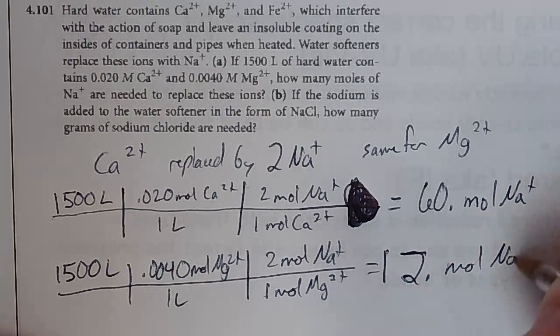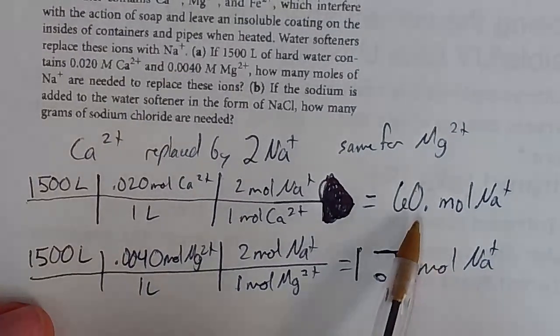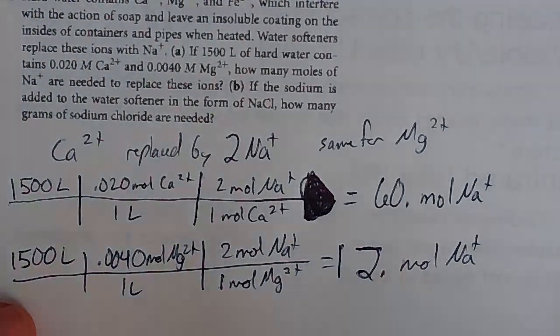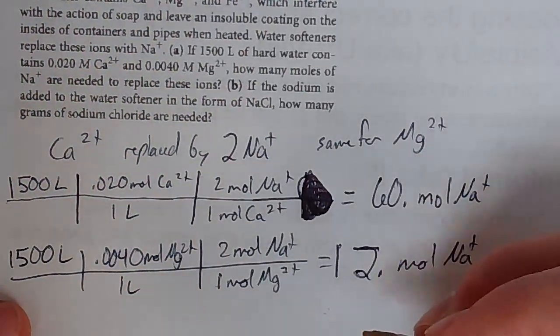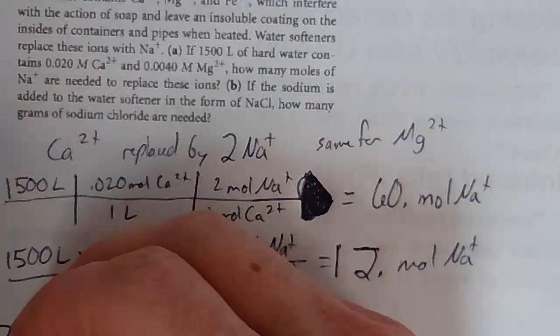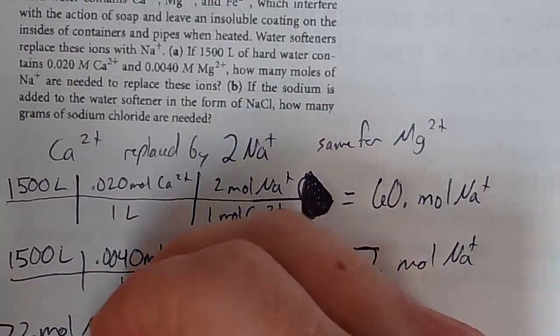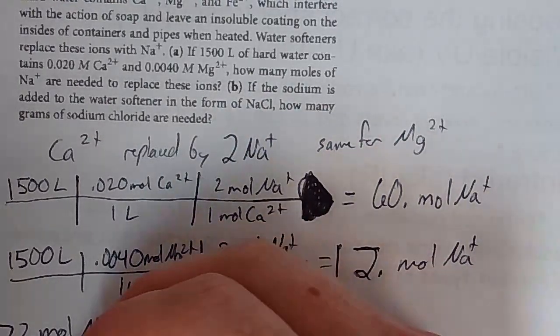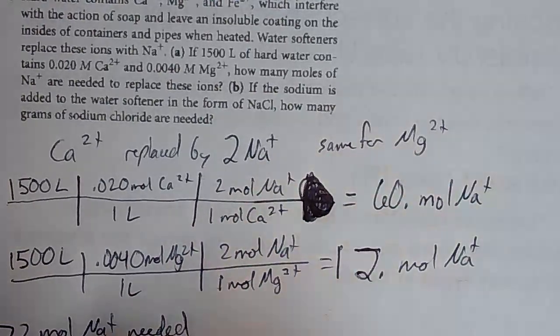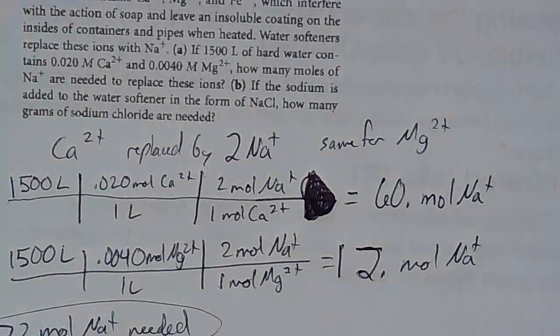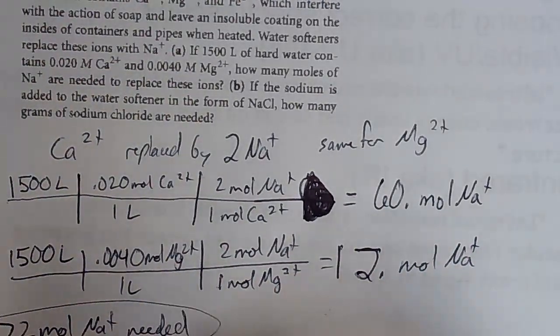Okay. What should I do with those quantities? Yeah, let's add them together, and that'll give us the total number of moles of sodium. All right. And what is that? 101. Yeah, so that matches what the answer key says, so that's good.